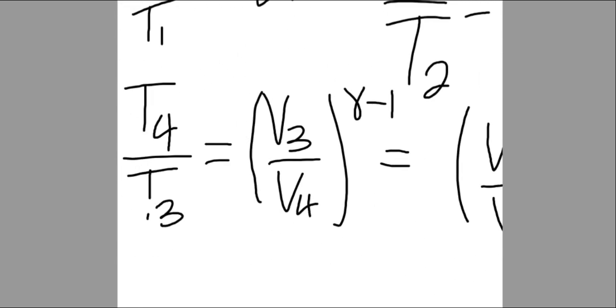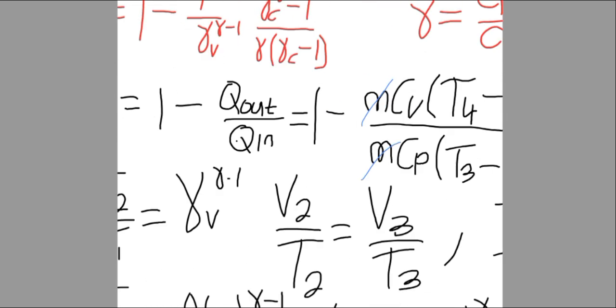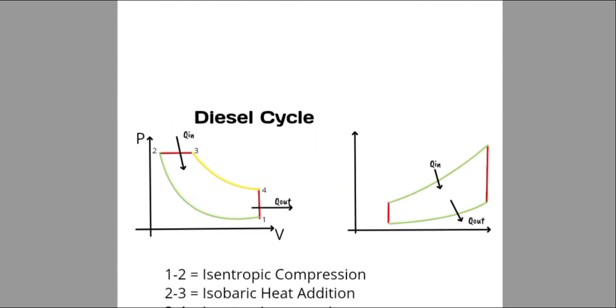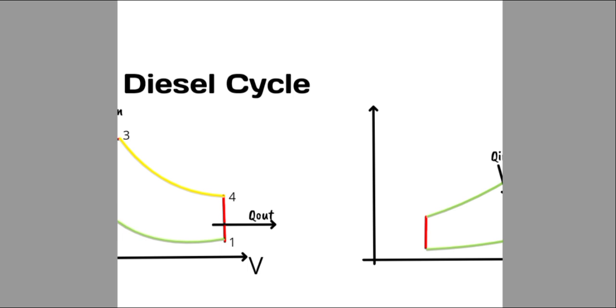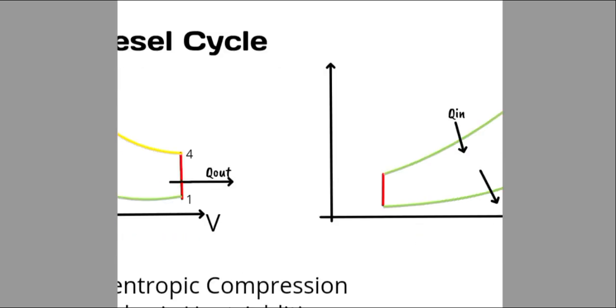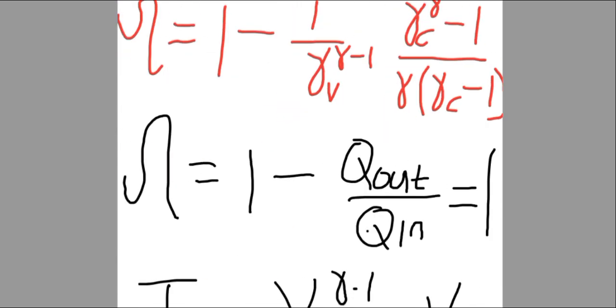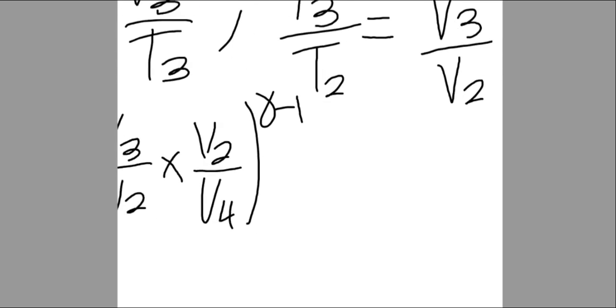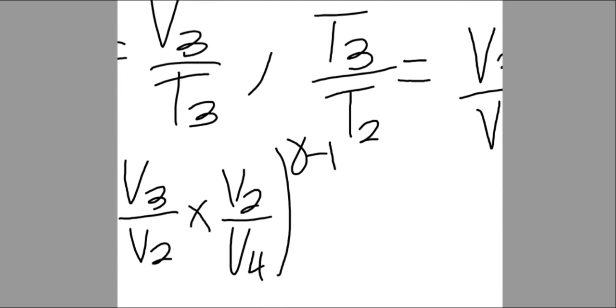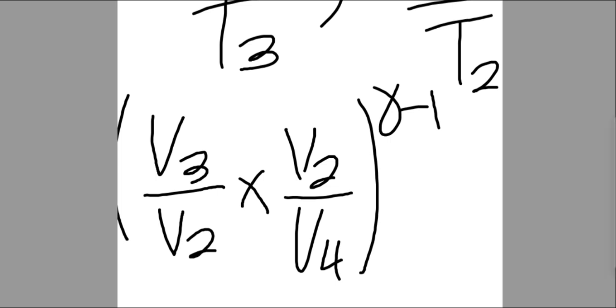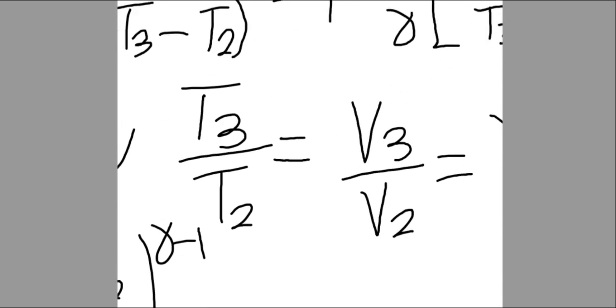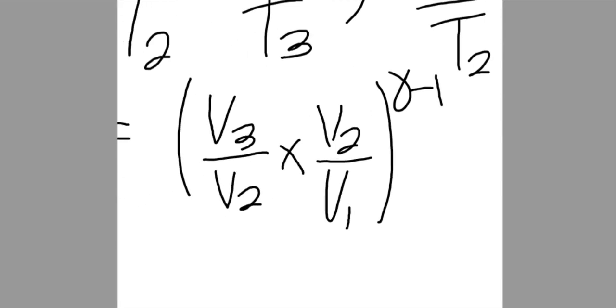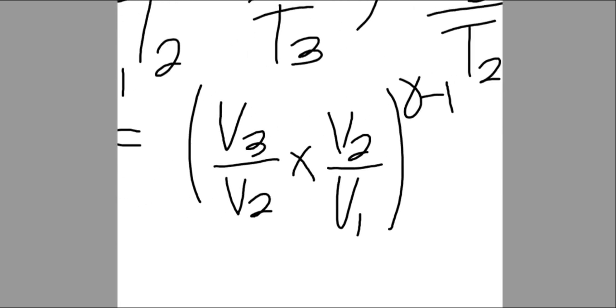So now if we look back at our diagram here, we know that our V4 is the same thing as our value for V1 because of the isochoric relationship that is happening at the ending part over there. So we can say that this value for V4 is the same thing as V1, so we just change it to V1. And now our V3 over V2 is our cutoff ratio. Our V2 over V1 is the opposite of our compression ratio.